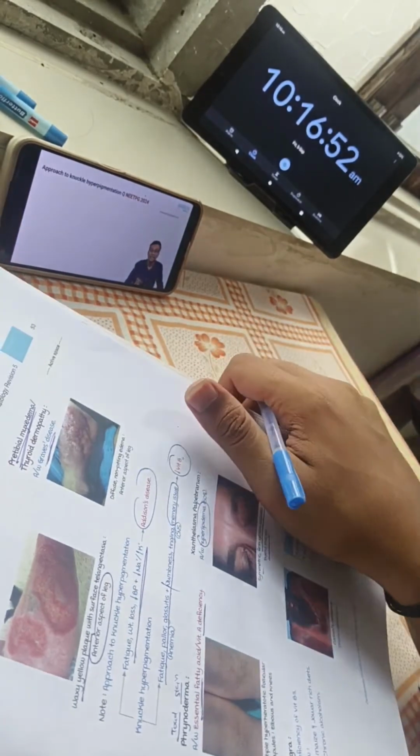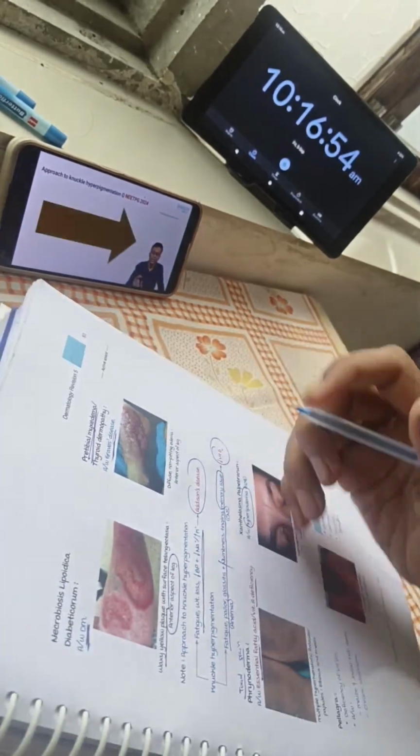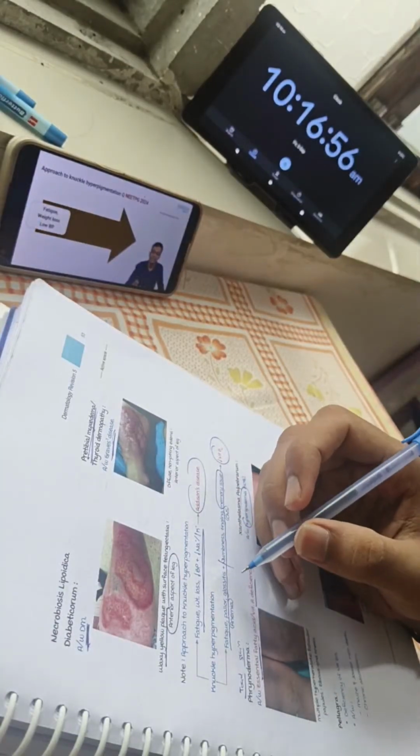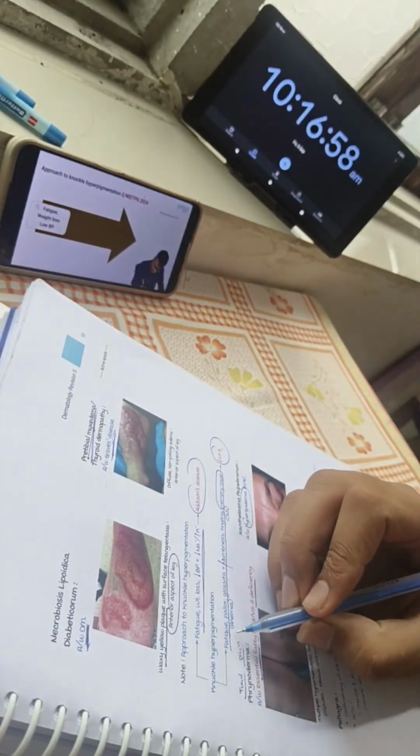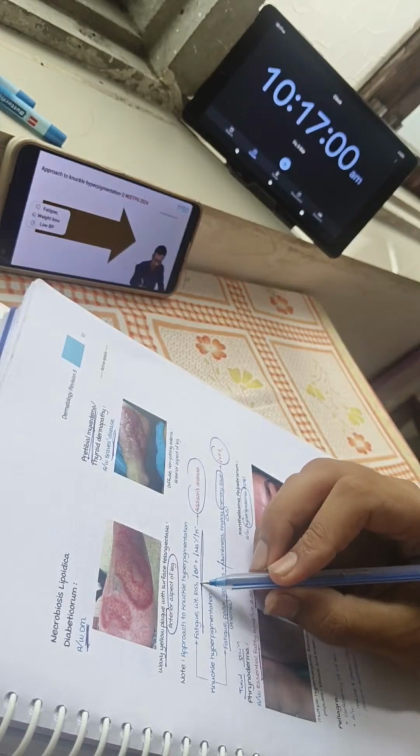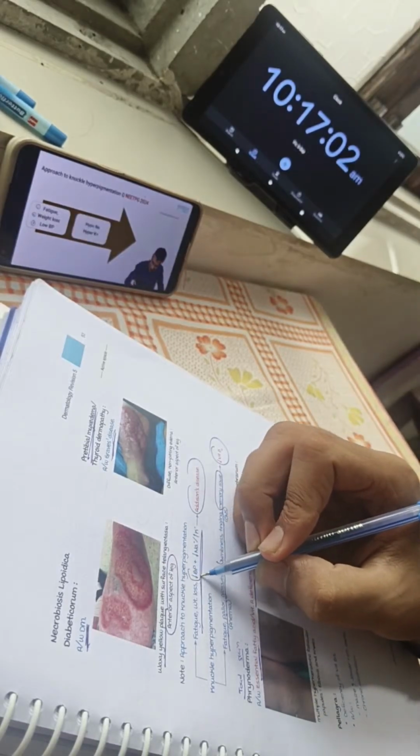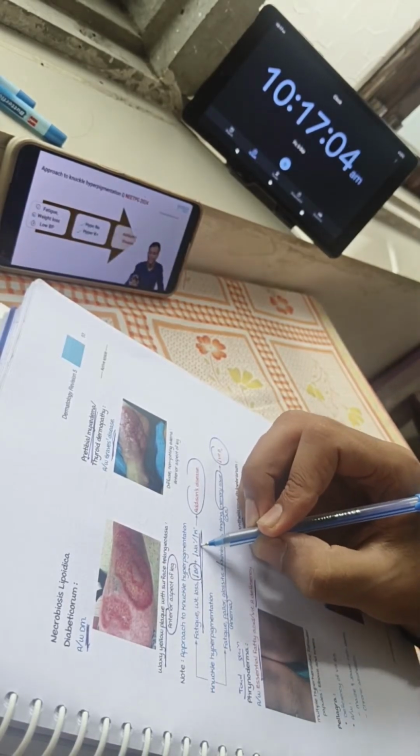Let us now discuss the approach to knuckle hyperpigmentation. In the case of knuckle hyperpigmentation, if the patient has systemic symptoms like fatigue, weight loss, and low BP, and electrolyte imbalance in the form of hyponatremia and hyperkalemia, think of Addison's disease.